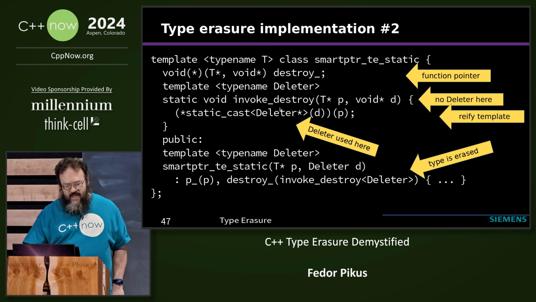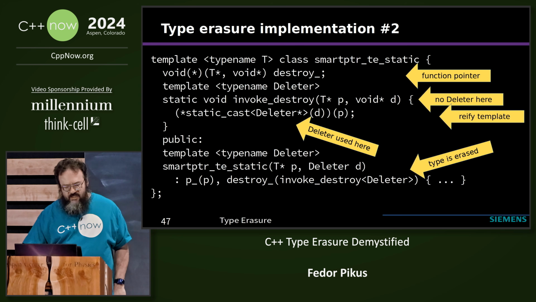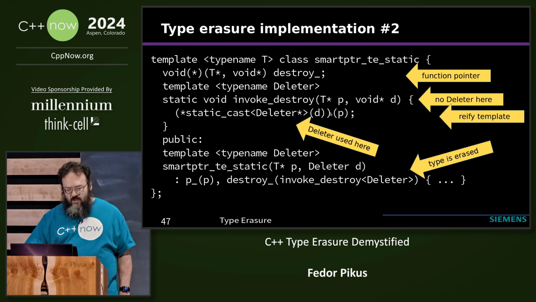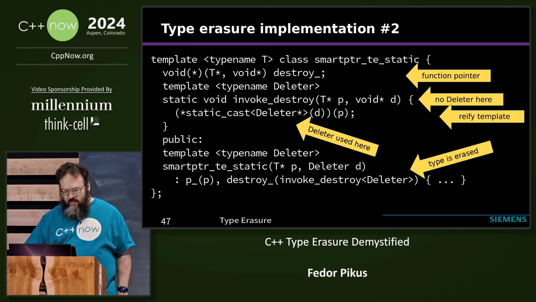Now I have a template static function with the exact same signature. And inside this function, I cast to the deleter type, which is my template parameter, and I invoke that deleter on the object pointer. So this is my reification template.